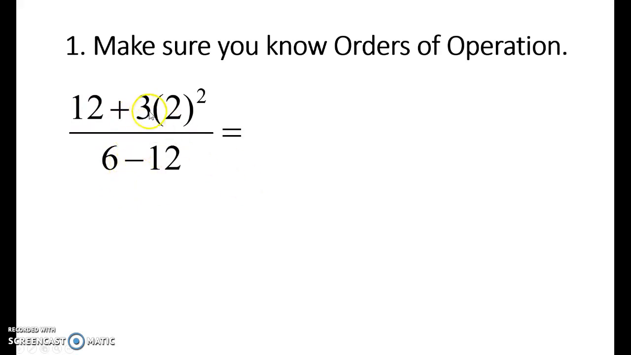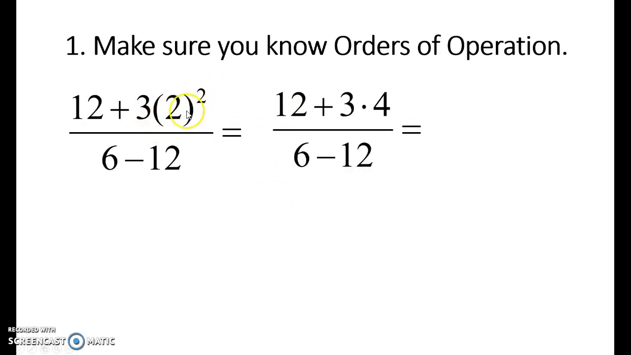Okay, so looking in the numerator, I see parentheses, but there's no math inside to simplify, so we're going to simplify the exponent first. So 2 squared means take the 2, the base, and multiply it by itself twice. So 2 times 2 is 4. Now in the numerator, what do we do next? Are we going to add or are we going to multiply? Yeah, you're going to multiply first. So that gives us 12 plus 12. In the denominator, I went ahead and took 6 and subtracted 12 and got negative 6.